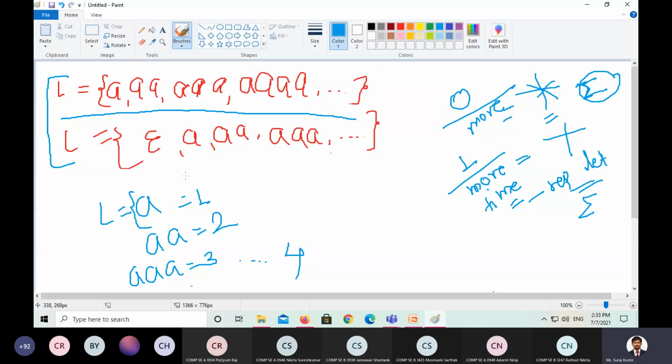What is the minimum string? What is the minimum length? 1. This is the minimum length, the string with minimum length for the given language. For this language, the minimum length is 1. Now the alphabet is A. The only alphabet we have as input is A. Now it is repeated 1 time, then 2 times, then 3 times, then 4 times. So 1, 2, 3, 4 like that. In the next string it will be 5 times, then 6, then 7, and so on.